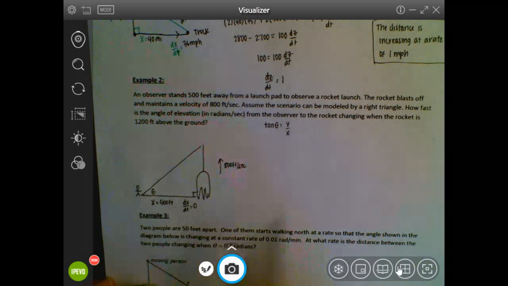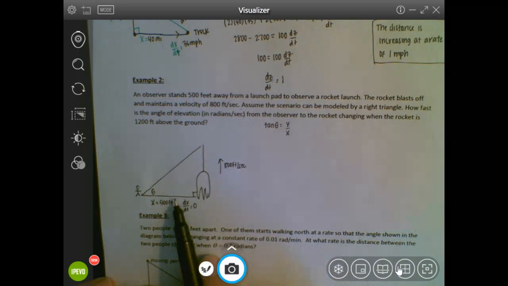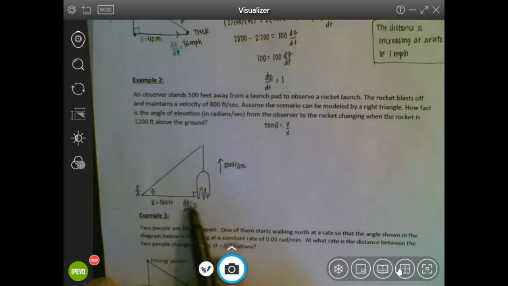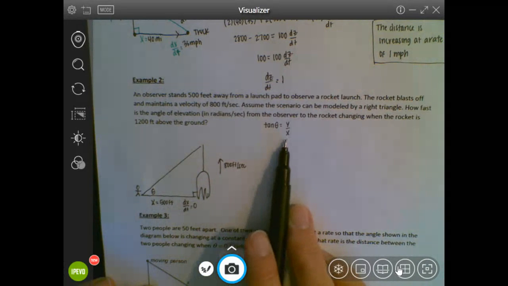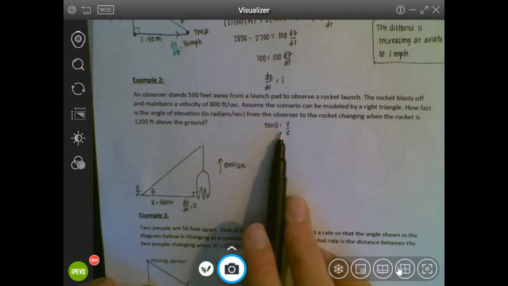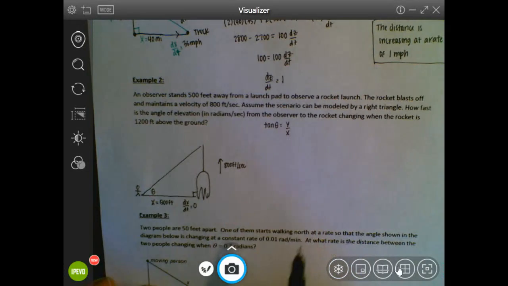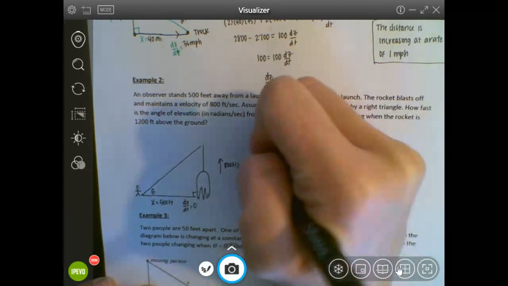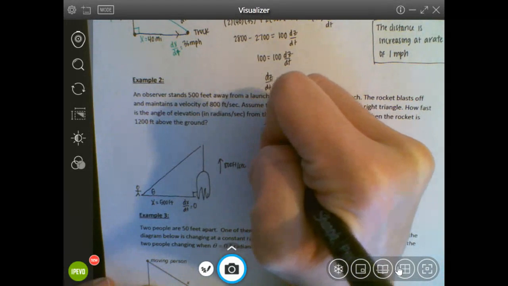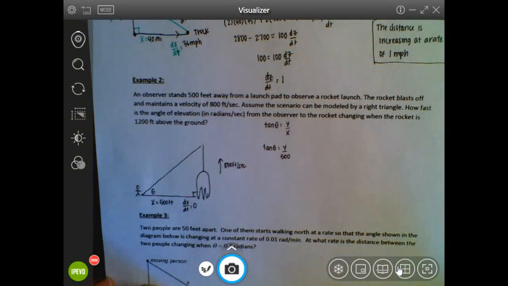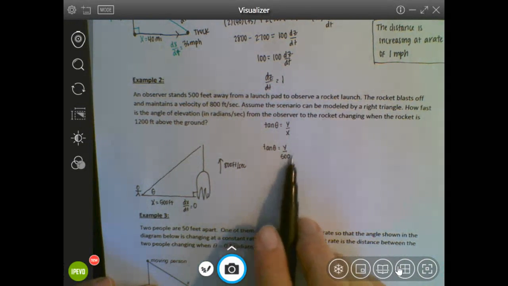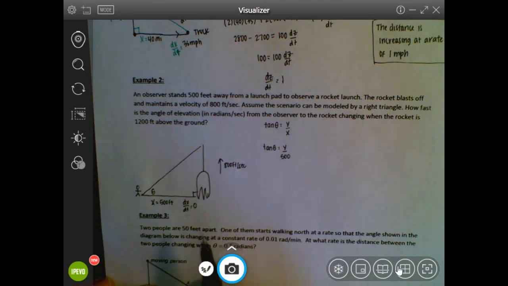So when I set up my trig ratio, I always like to look to see where the side is that is not changing. And that's going to be the piece of information that goes in my trig ratio. So I know that x is 500, and I know that's not going to be changing at all throughout this problem. So I'm going to rewrite this as tangent of theta is equal to y over 500. And again, I'm putting that 500 in because I know that this distance is not going to be changing. That's a constant throughout the problem.